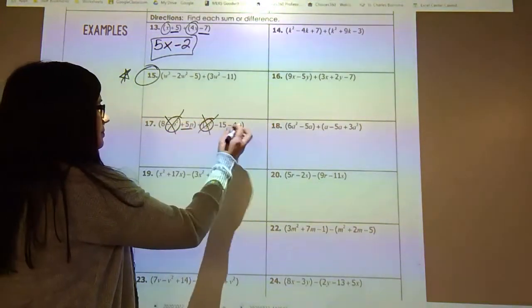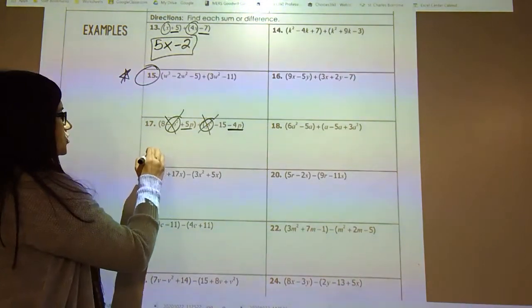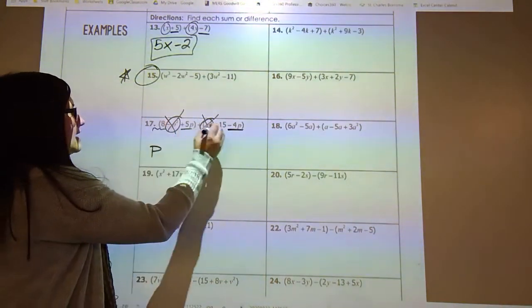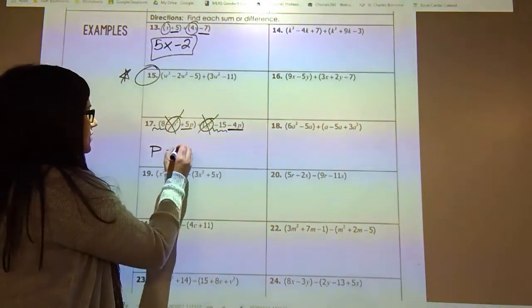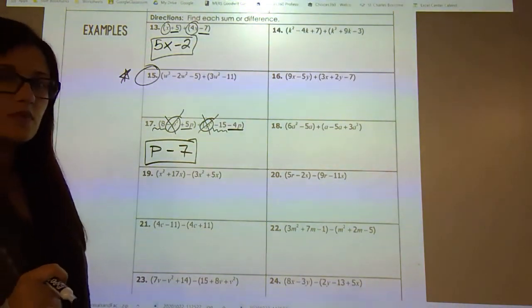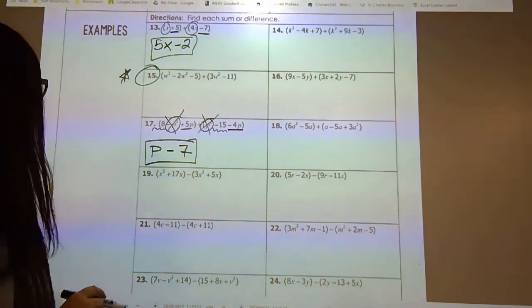All right, so let's get the positive 5p and negative 4p. I'm left with just 1p, okay? And then I've got 8 minus 15 leaves me a negative 7. So p minus 7. All right. Let's go for number 19.